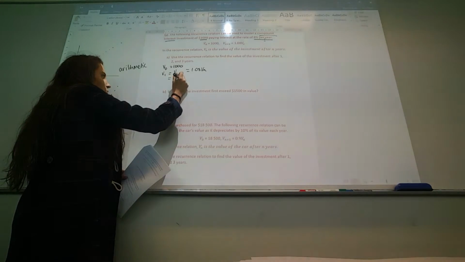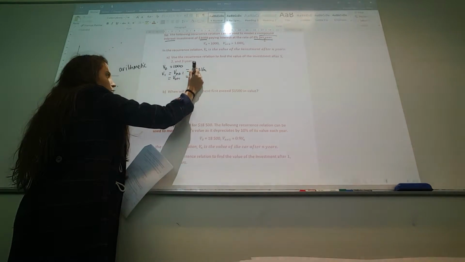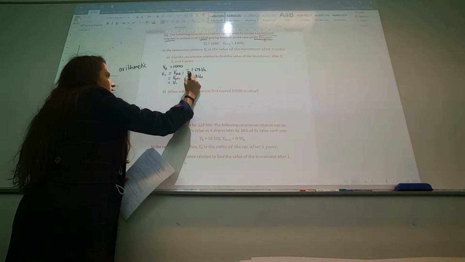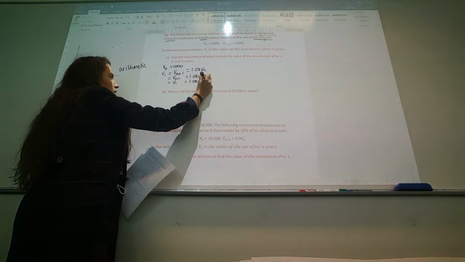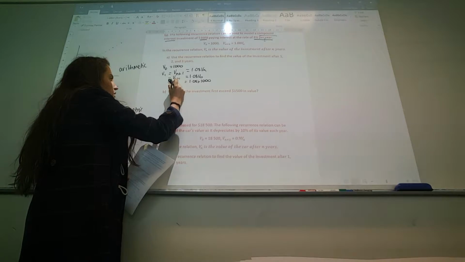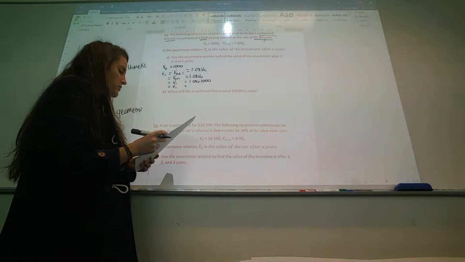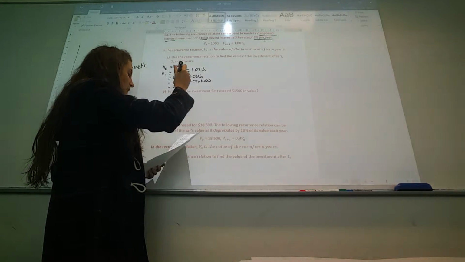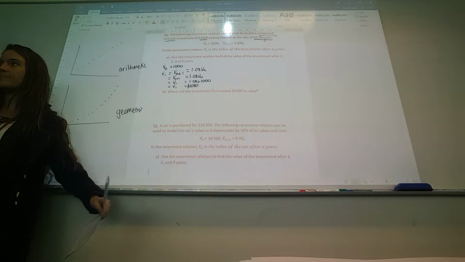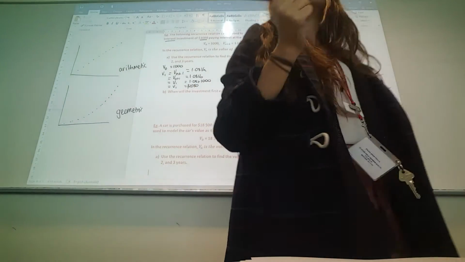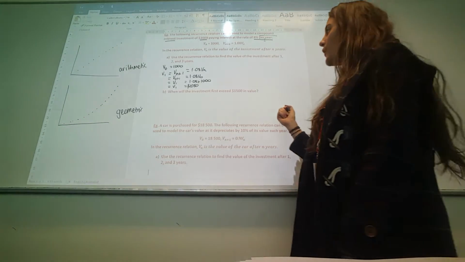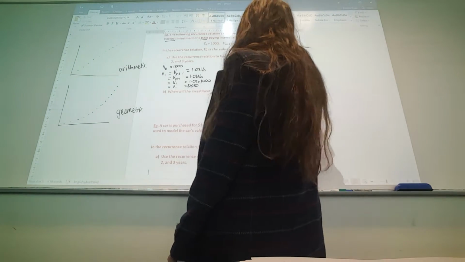So V0+1, which is 1.08 times V0. So V1 is going to equal 1.08 times 1,000, because that's what my V0 equals. So at the end of year 1, putting that into my calculator, I'm going to have $1,080. Any questions about that? All good? I'll take that as a yes. All right, so that's after 1 year.